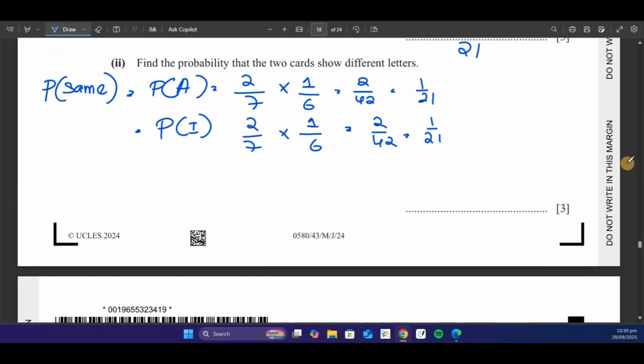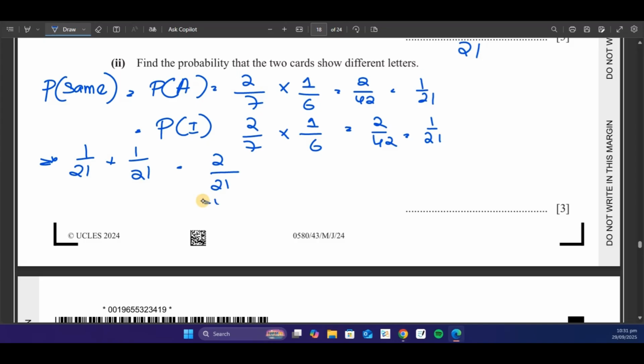Next, the probability of the same letters: now, this was individual, so for the probability of same letters, this or that, we add the two probabilities. That gives us 2 over 21. Make sense? That is the probability of us picking the same letters. We need the probability of different letters, so we say 1 minus the probability of same letters, that is 1 minus 2 over 21, which gives us a final answer of 19 over 21.